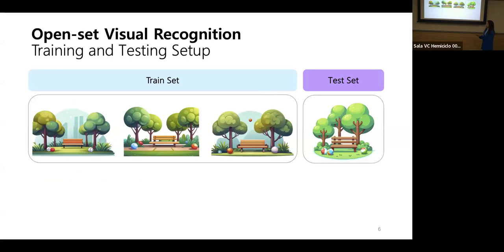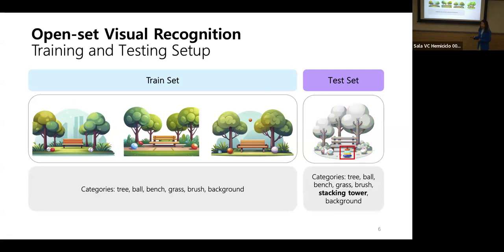In contrast, in the open set visual recognition scenario, we also split our data, but we train on a fixed set of semantic categories, and we may encounter some novel categories during testing. So in this case, we have this new object that is the stacking tower. And so the model must be able to recognize known categories while also being able to handle novel ones.